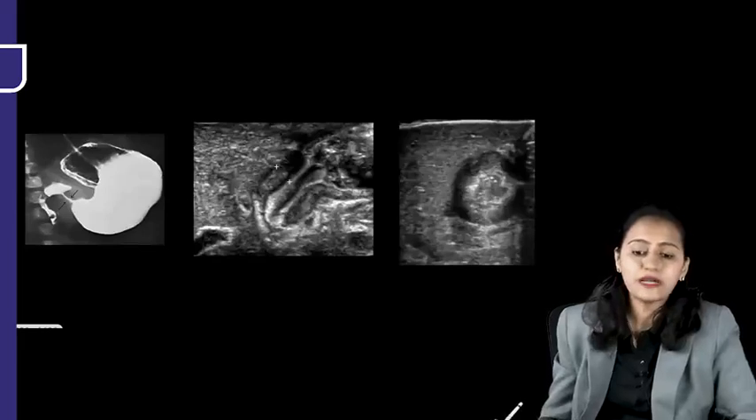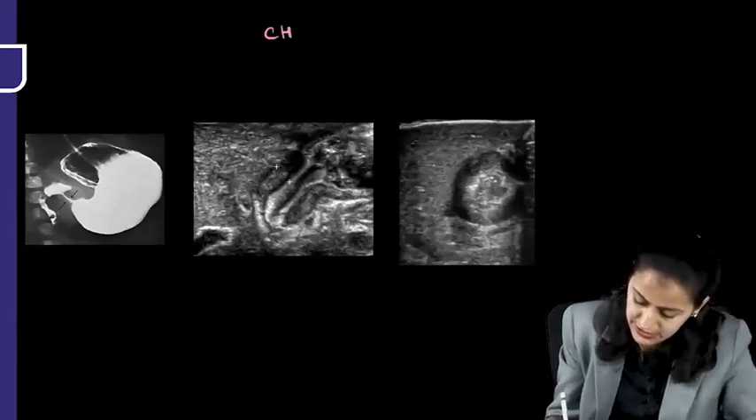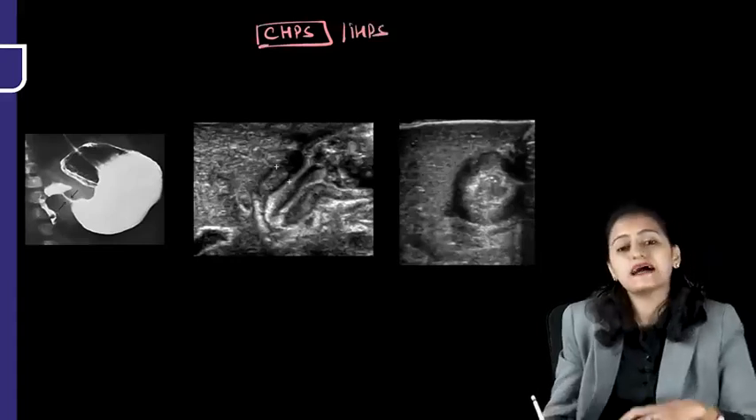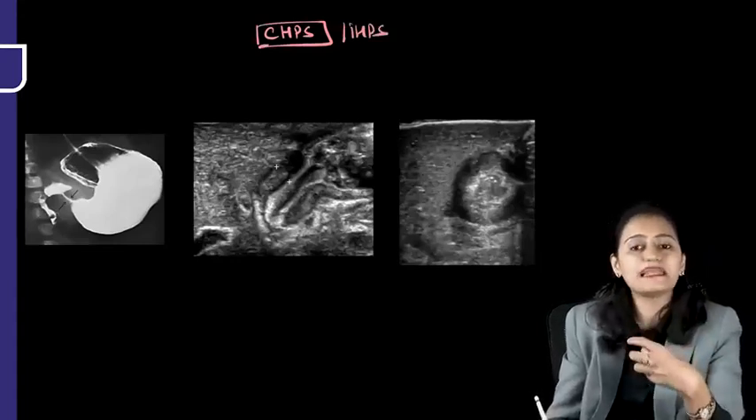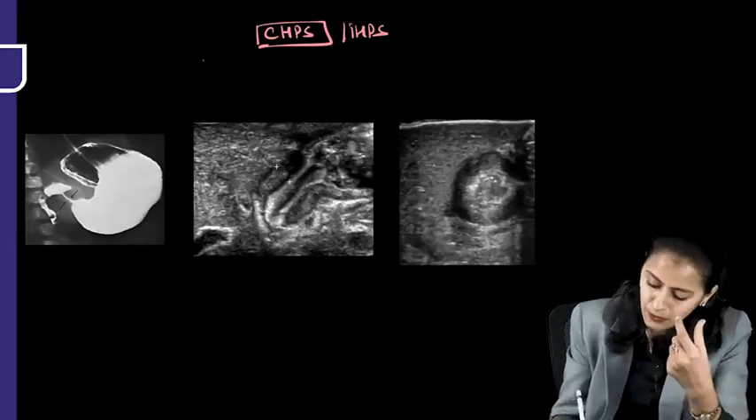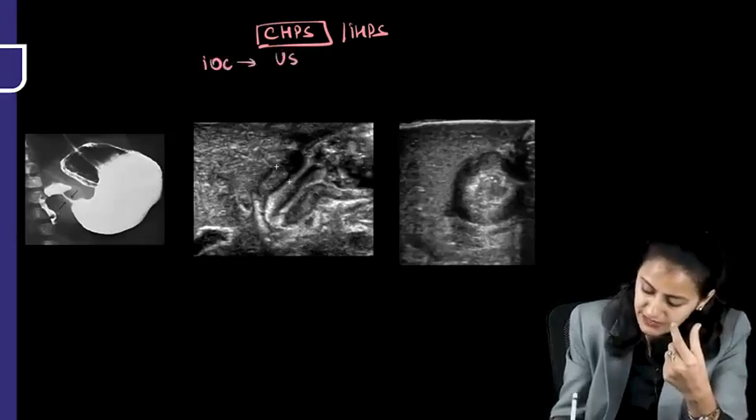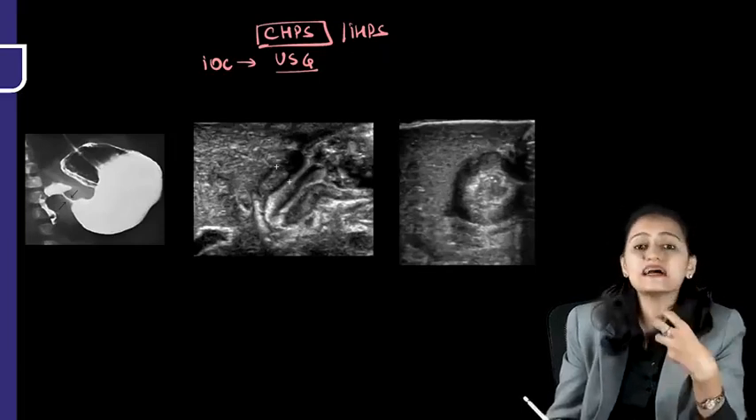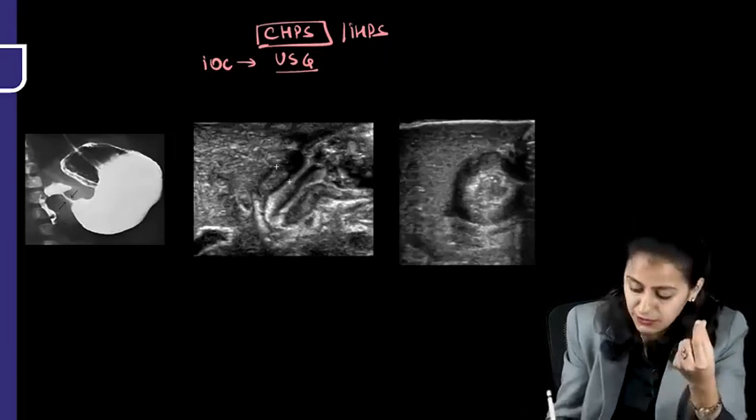Next one. What is this image showing? These images are representing CHPS or IHPS, that is hypertrophic pyloric stenosis. What is the investigation of choice? The investigation of choice is ultrasound. Why? Because we want to see the hypertrophy. We want to prove the hypertrophy.